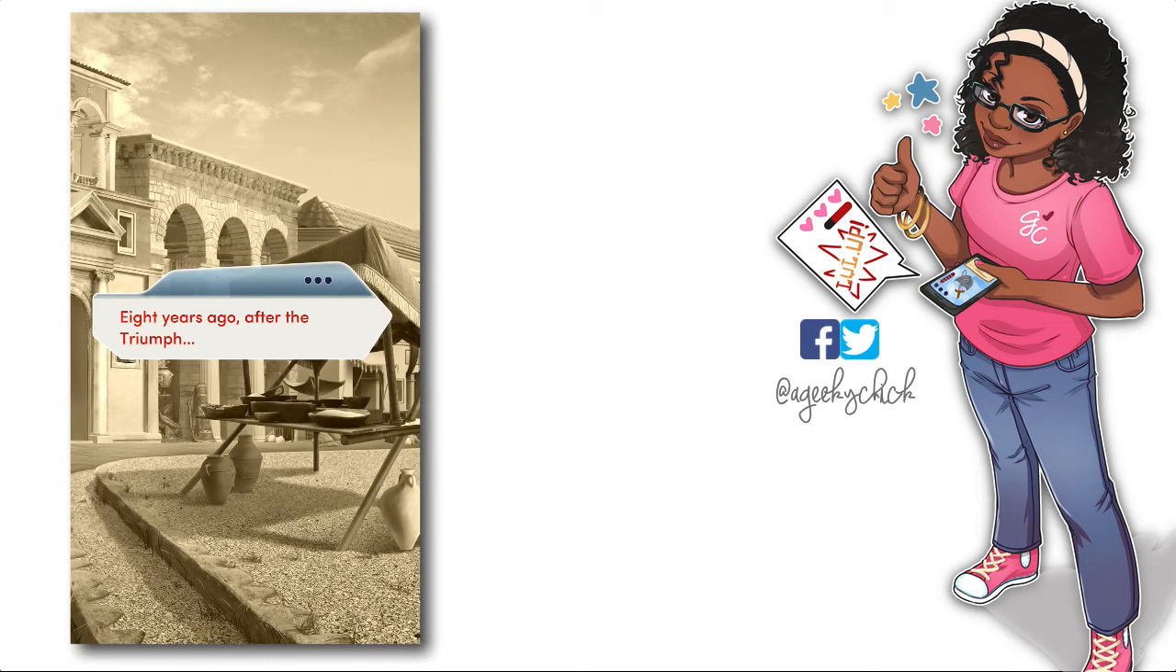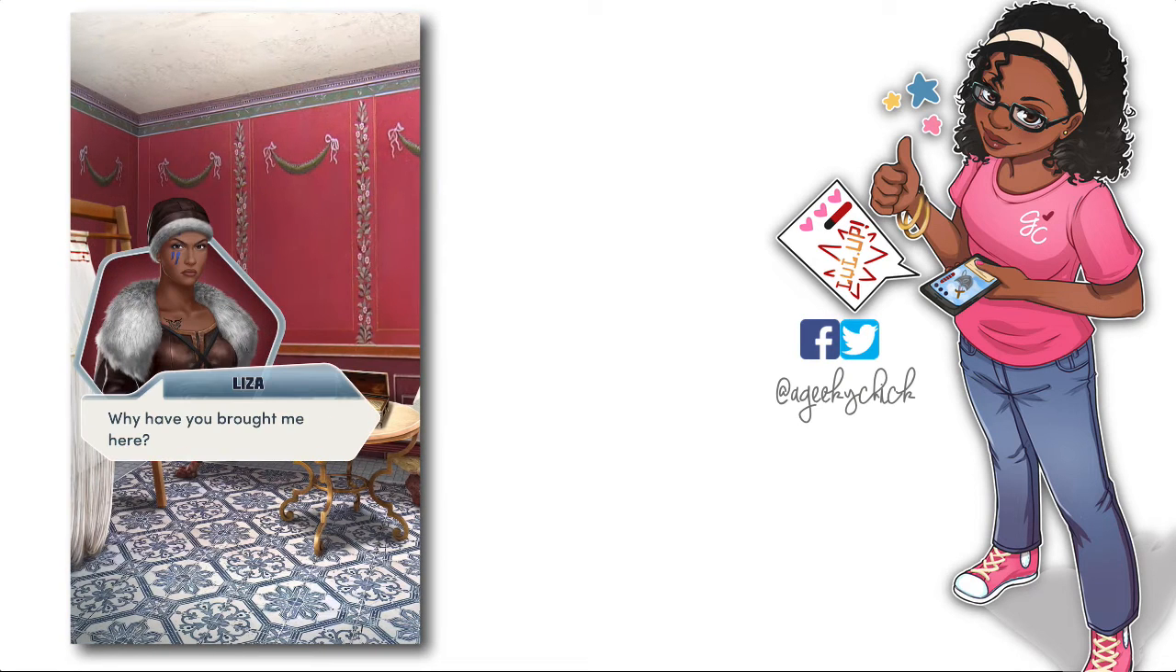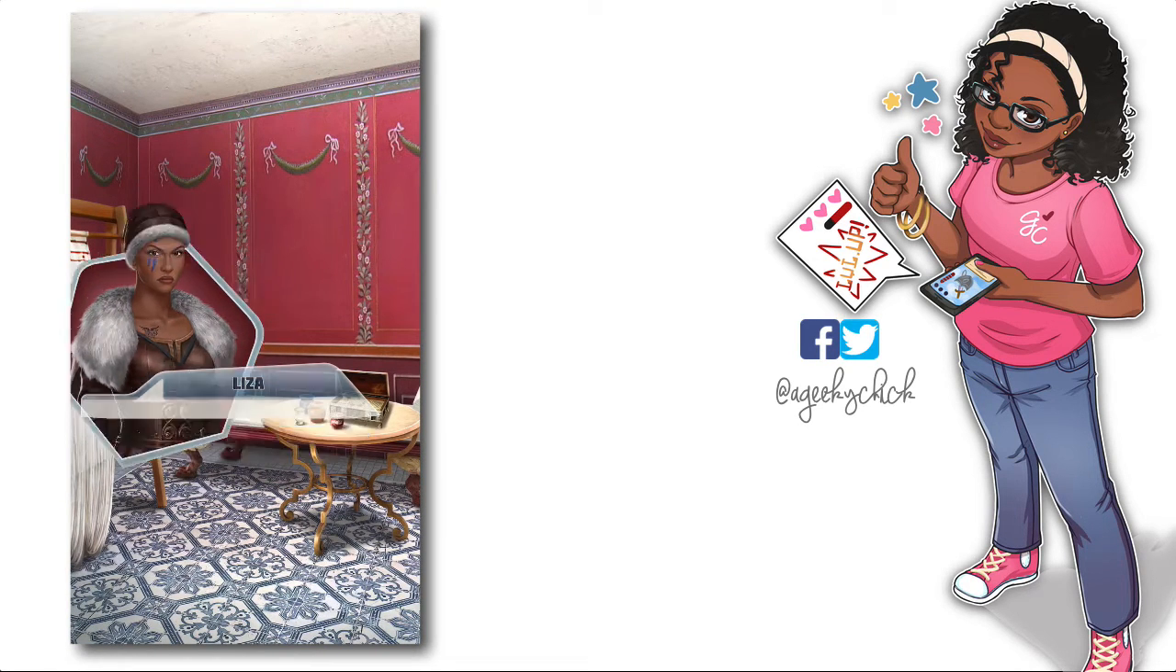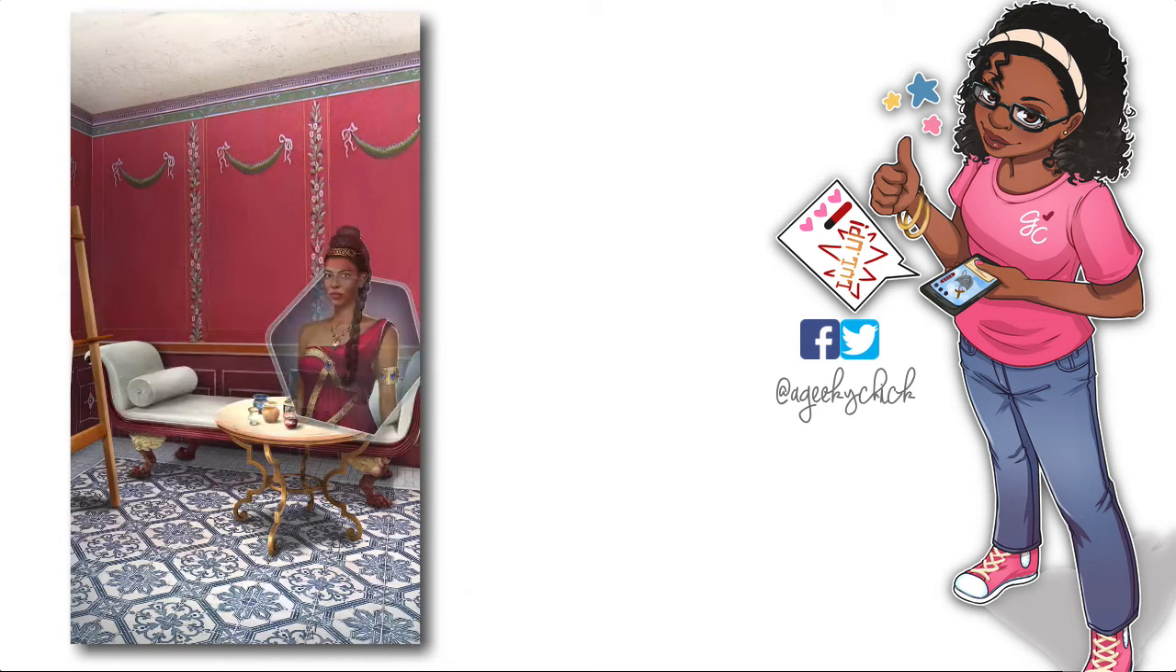Eight years ago, after the triumph. You stand in chains in a lavish room, the first time you've ever been inside a Roman building. Why have you brought me here? Aquila talks in rapid Latin with an elegant woman. You don't fully understand them, but you follow enough to realize that the legate is trying to sell you.